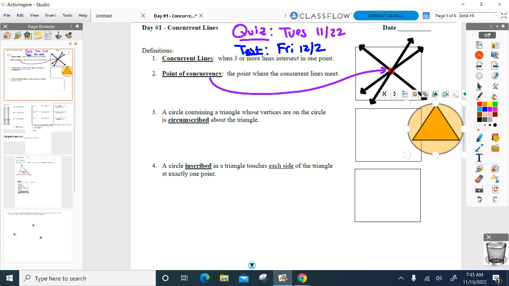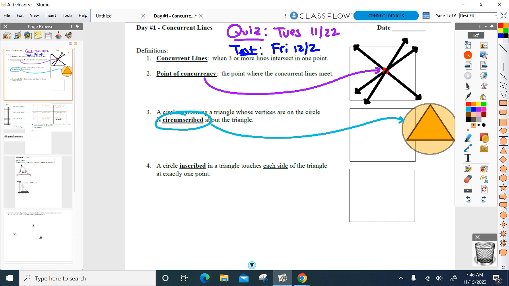All right, if a figure is drawn on the outside, we say that figure is circumscribed. So the circle is circumscribed around the triangle. Whatever figure's on the outside is called circumscribed. What if the figure is on the inside? We call it inscribed.